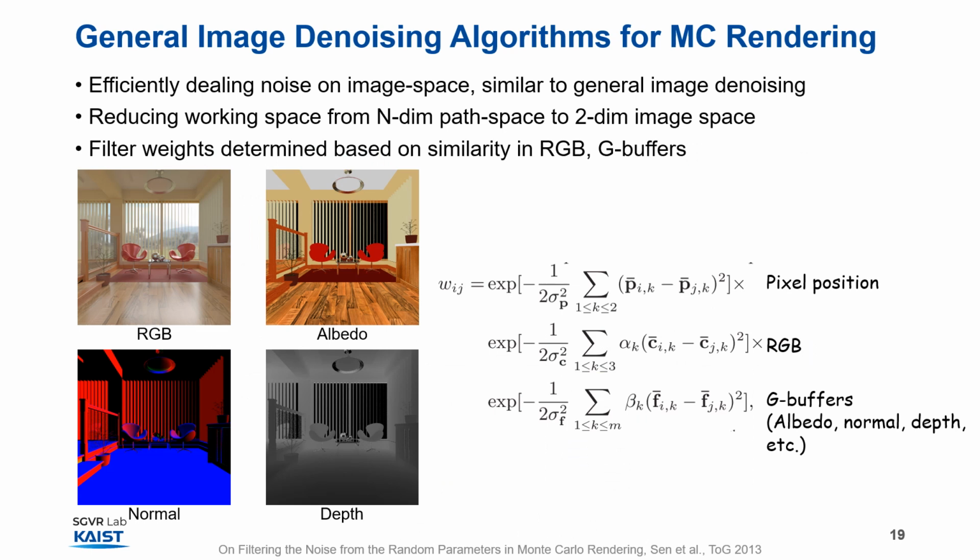But unlike general image denoising, the filter weights are not solely determined based on RGB colors. During rendering, we can obtain useful geometric cues, we call it G-buffers, which consist of albedo, normal, and depths. In our case, these features are also used to determine the filter weights, like the equation here.